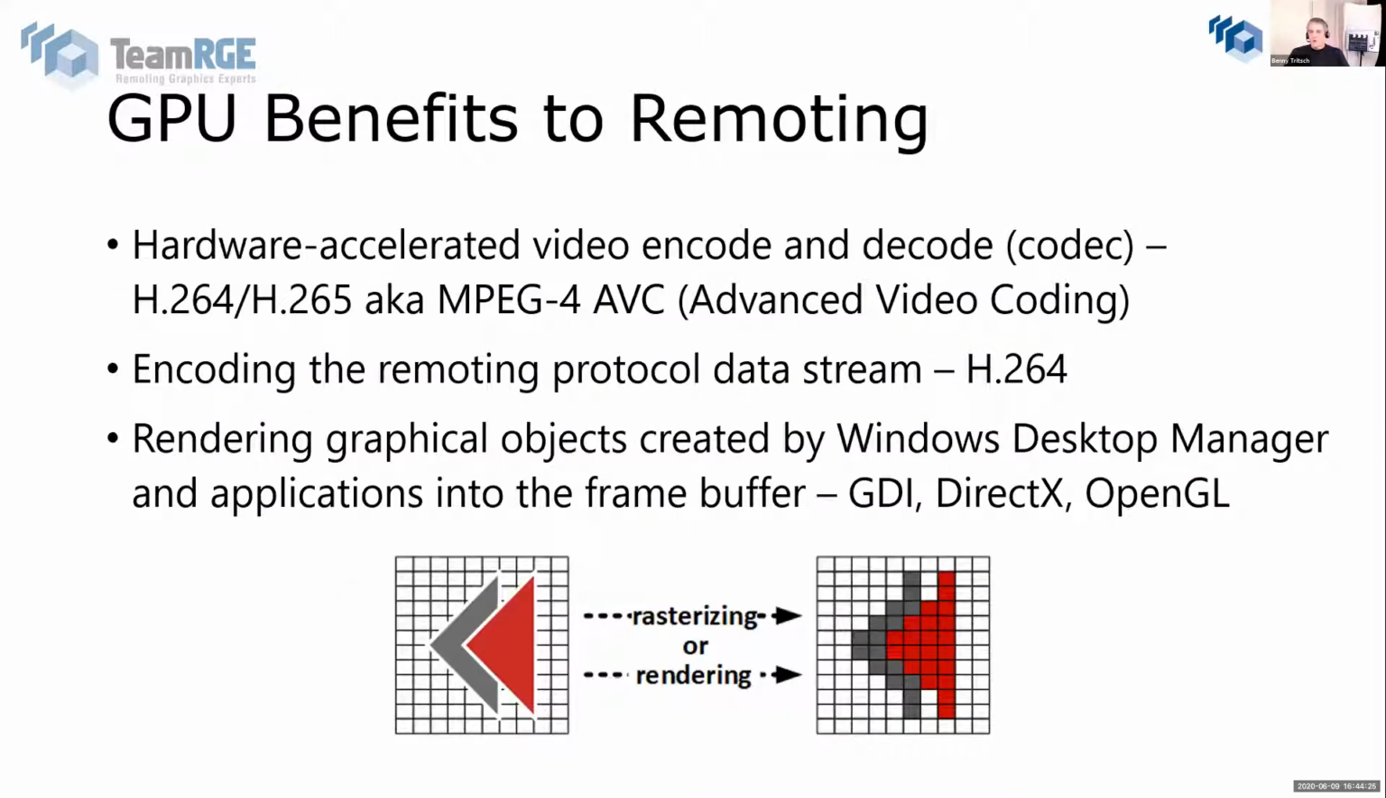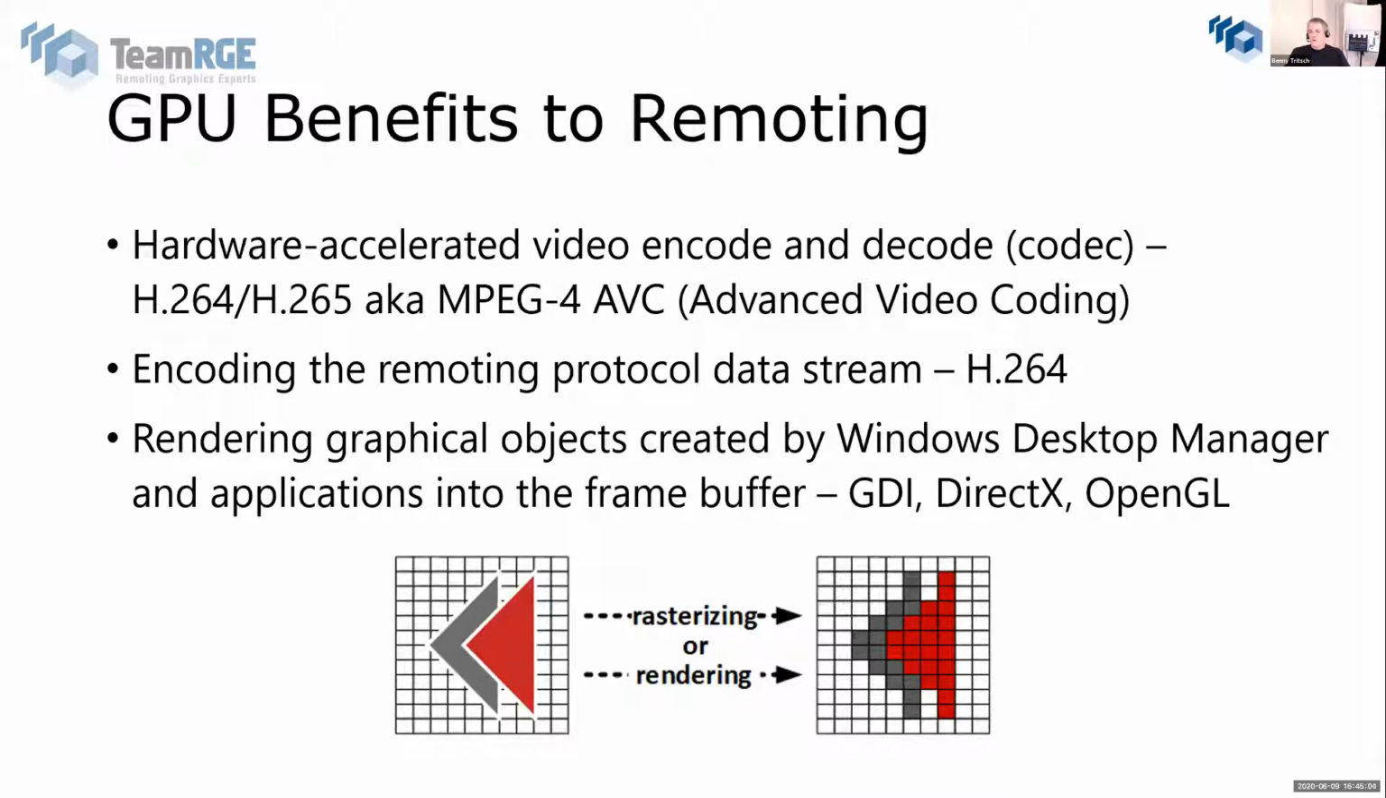So, like I said, the GPU benefits for remoting are, number one, hardware accelerated video encode and decode. When you're using video playback software or video creation software, that is one of the things where GPUs really benefit the user. The other thing is encoding the remoting protocol data stream, and Rody will cover that in a little bit. In addition to that, the rendering of graphical objects is something that the GPU can do particularly well.